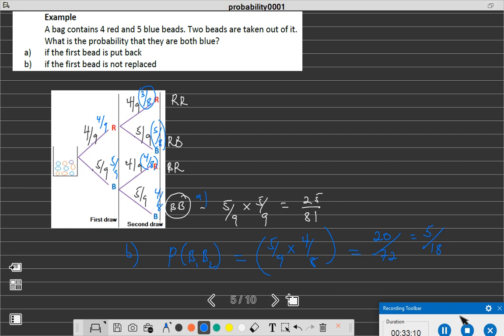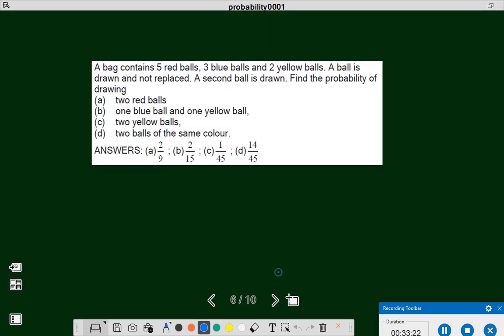You should always understand that when they say the first bead is not replaced or not put back, the number changes. If you remove the first bead and you don't return it, the number keeps on reducing. So we have this one to try. Now this time we have 3 items: 5 red balls, 3 blue balls, and yellow. So the tree diagram will look like this. You should always put 3 branches on each path. A ball is drawn and not replaced, and then a second, so 2 times. So you need to work out that number. The answer is given here, so try it out.